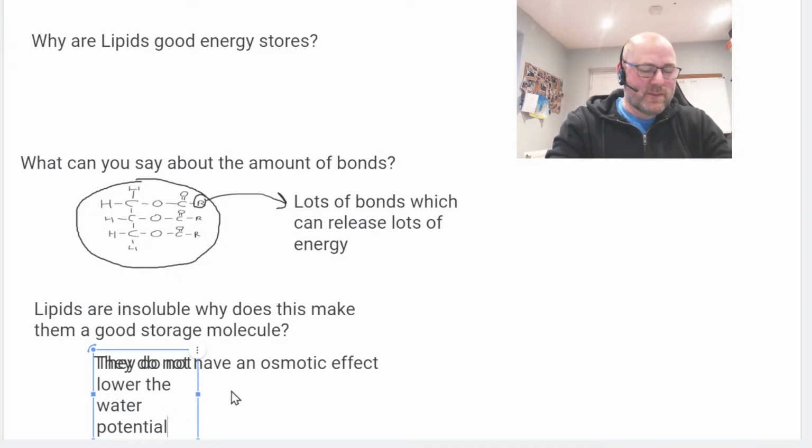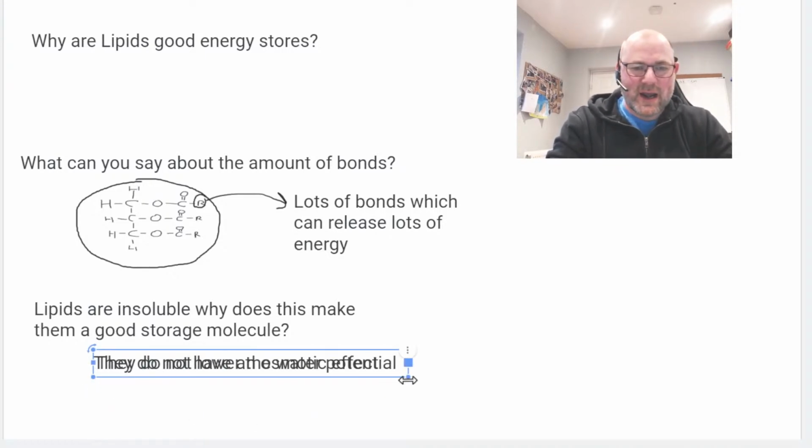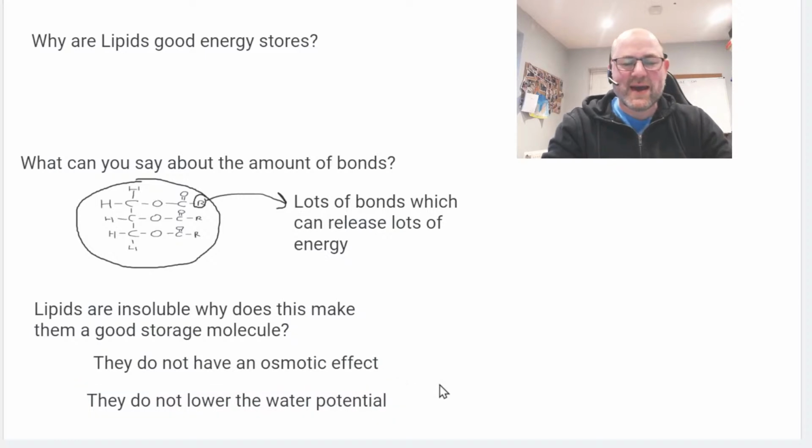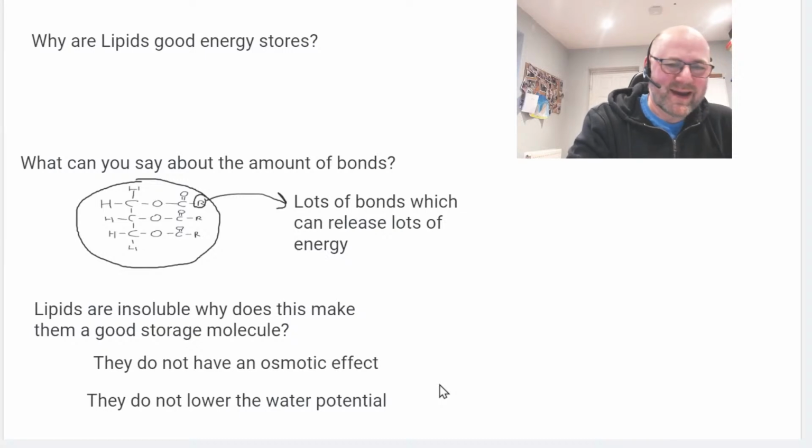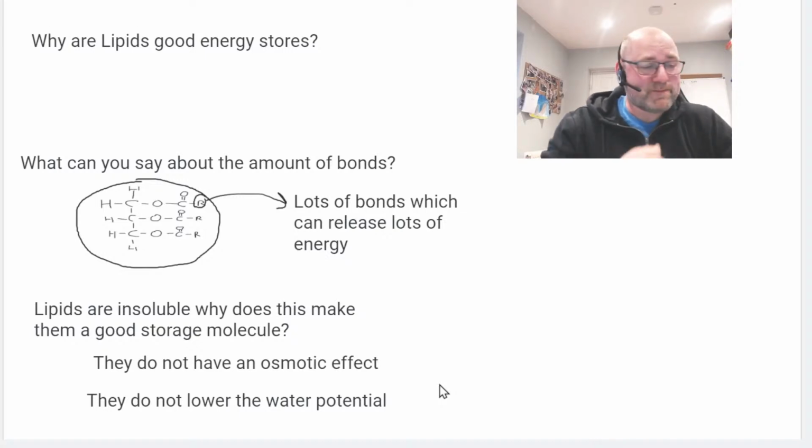Because, hi Ali Imran, yeah, if they lower the water potential, then that's going to affect stuff. Yeah. Coolio. Yeah. Are you going to take A-level biology, Ali?